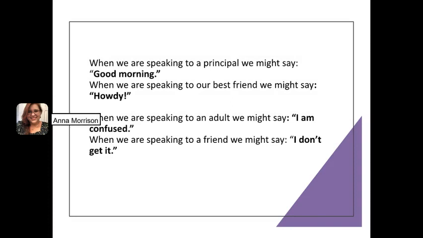So when we're speaking to a principal or someone in authority, we would say something like, "Good morning." But if we're talking to our best friend, we might say "howdy" or "hey" or "hi." But we wouldn't do that in a business or academic situation. When we're speaking to an adult, we might say, "Well, hello, I am confused. Could you please help me with this essay?" But when you're speaking to a friend, you could just say, "Oh my goodness, I don't get it." But we don't use the same language for both situations.